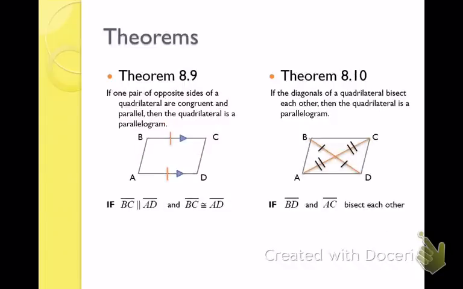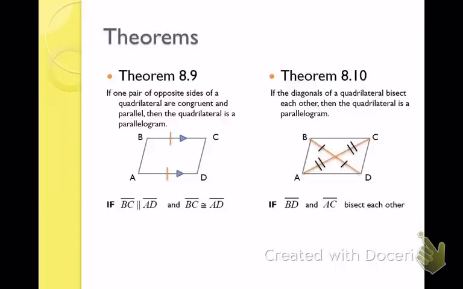Same thing here. Now, I'm going to skip 8.9 for a second. Theorem 8.10 says that if we know the diagonals bisect each other, then we know that the quadrilateral is a parallelogram. It is important to understand that both diagonals need to be bisected, because there are quadrilaterals that have only one diagonal that's bisected. That's not going to be a parallelogram. So make sure that you understand that both diagonals have to be bisected.